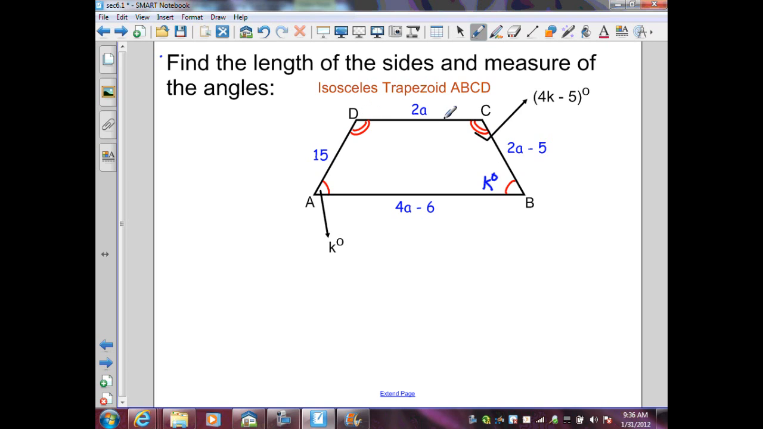Now, DC is parallel to AB, and if two parallel sides are cut by a transversal, then same side interior angles are supplementary. Therefore, k and 4k minus 5 are supplementary. So I can add those together.